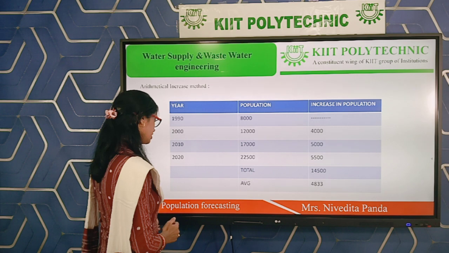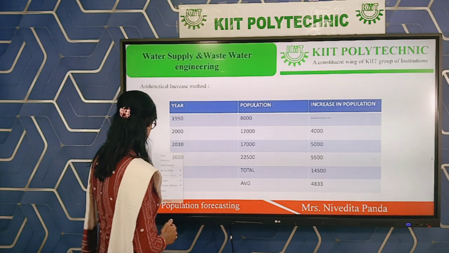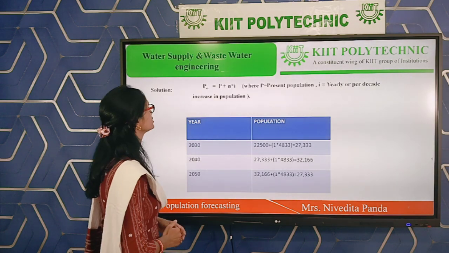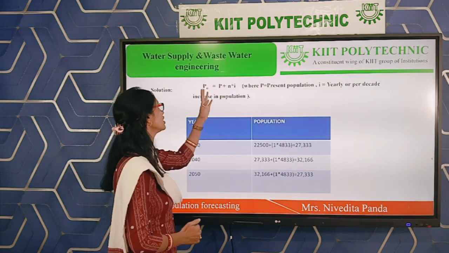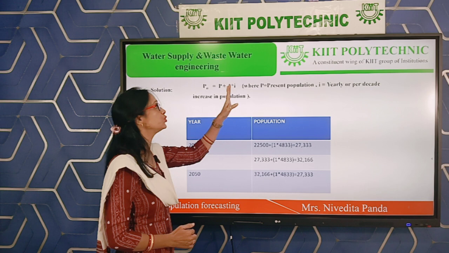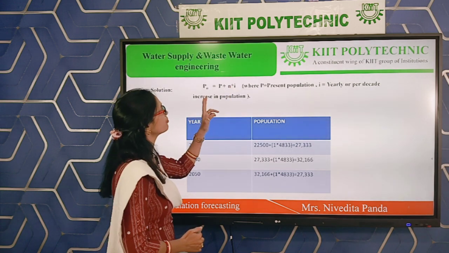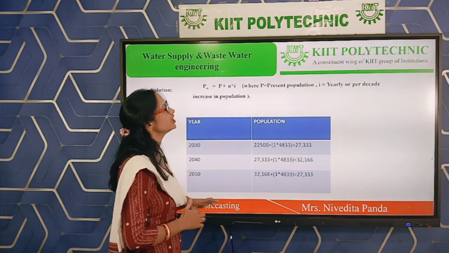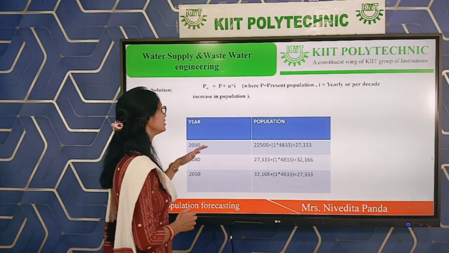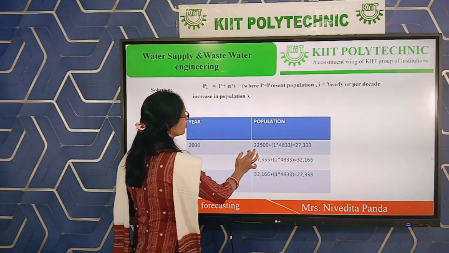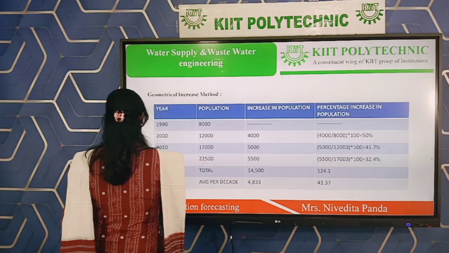After getting this, we will go to the next slide. By using this formula, as I told in the previous discussion, Pn equals P plus N into I, where P is the present population and I is the increase per decade. You have to calculate the population in 2030, where the present population is 22,500.